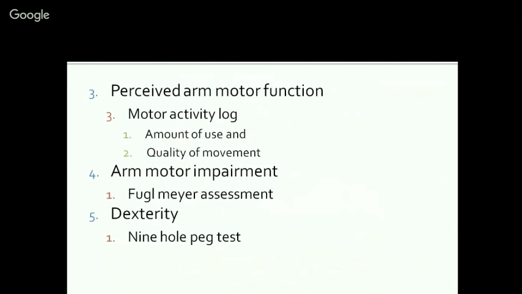Perceived arm motor function is what the patient perceives, and the Motor Activity Log has been used, which checks how much the patient perceives that he is using the arm for his daily activities and what is the quality of such movements. And arm motor impairment is evaluated by looking into whether the patient is able to move the joints in isolation. So the Fugl-Meyer Assessment is used for this, and we all know that Fugl-Meyer assesses whether the arm moves in synergy or they are able to isolate the movement across the joint. And finally, dexterity looks into coordination of moving the arm using tests like the 9-hole peg test.